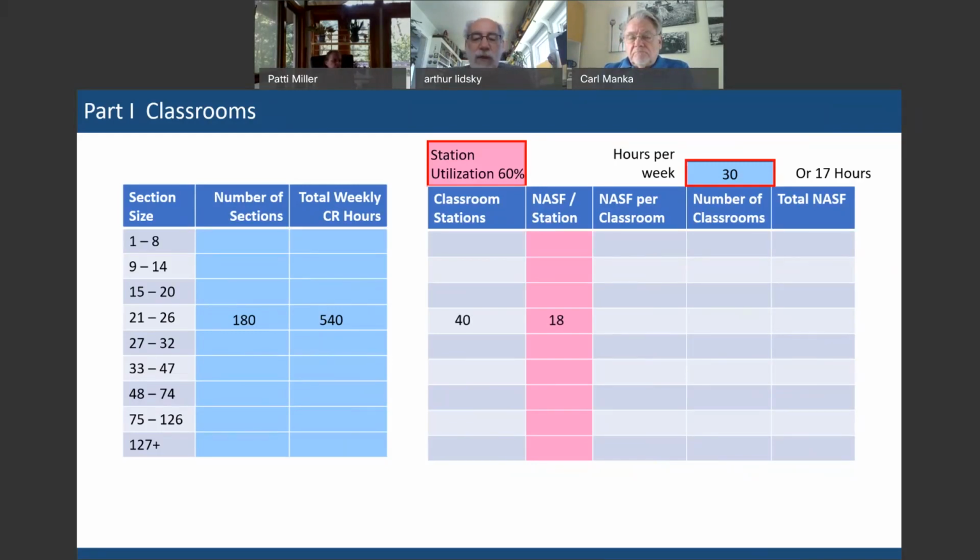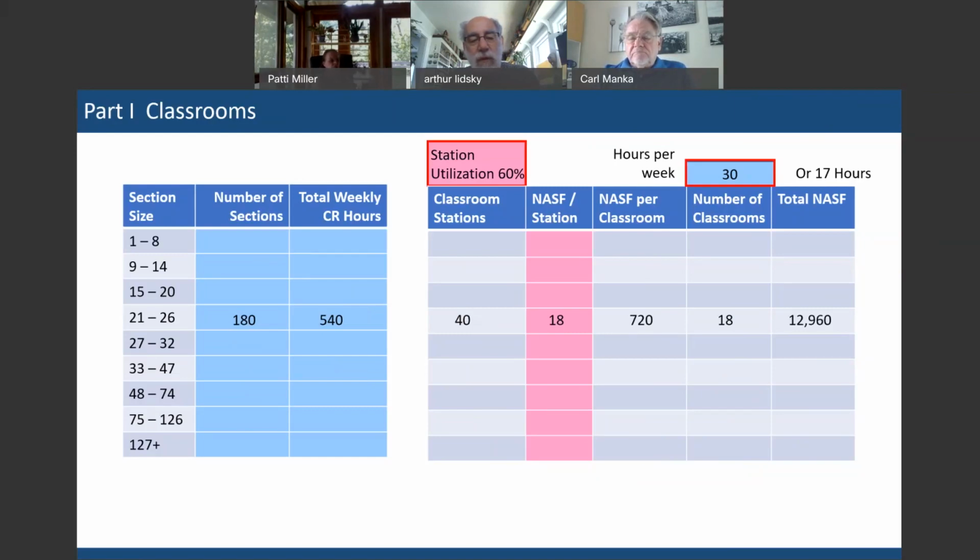The net square feet per station, coming from the chart that I showed you previously, is 18 square feet in a room of that size. The net square feet per classroom then is 40 times 18, which is 720. That happens automatically. The number of classrooms is 30 hours, which is the guideline, into the 540 total classroom hours, which means you should have 18 classrooms for those 540 hours. And 720 times 18 means you should have 12,960 square feet for that category of classrooms.